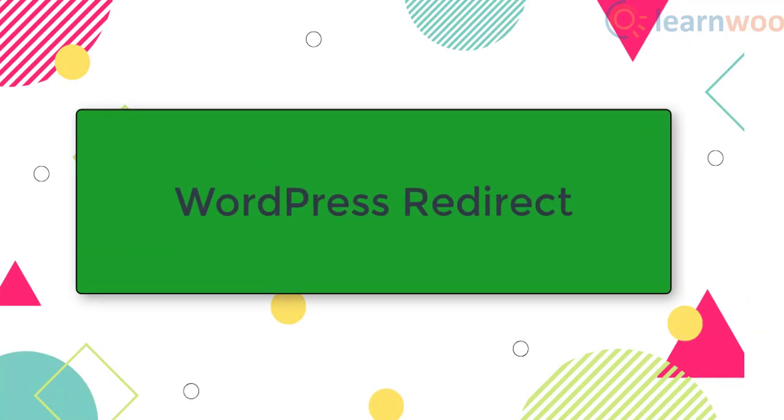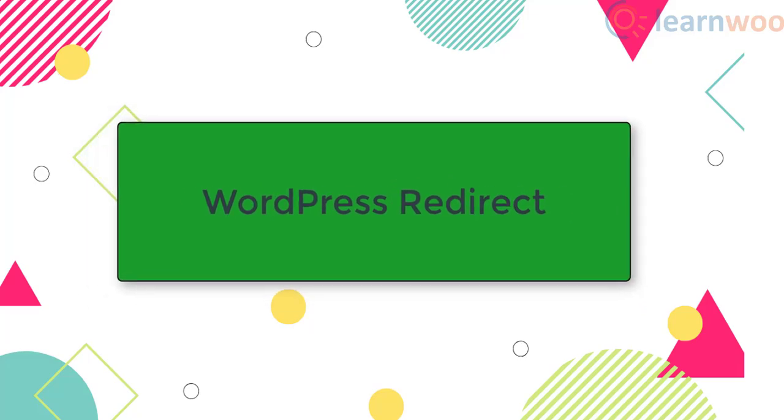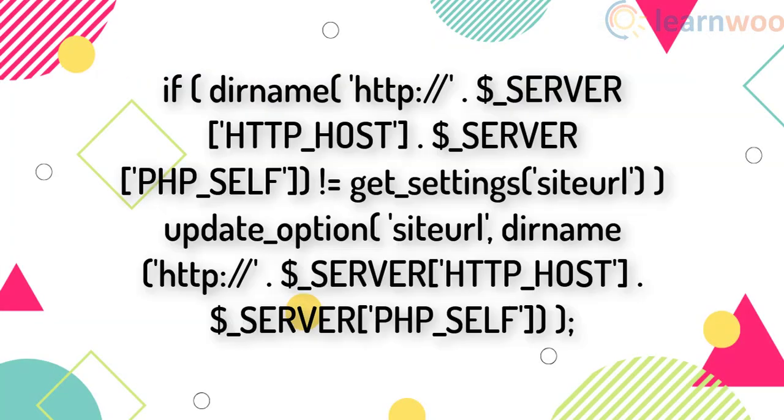WordPress redirect. If your WordPress address URL or site address URL is wrong, it can create an issue with login. You won't even be able to access the admin area to correct the mistake. Any recent migration or movement of WordPress core to a subdirectory could cause the problem. If you suspect this could be the reason for the login problem, you can fix it using the following steps. Verify the site URL value in the wp_options table in the WordPress database. Correct it if it seems incorrect.